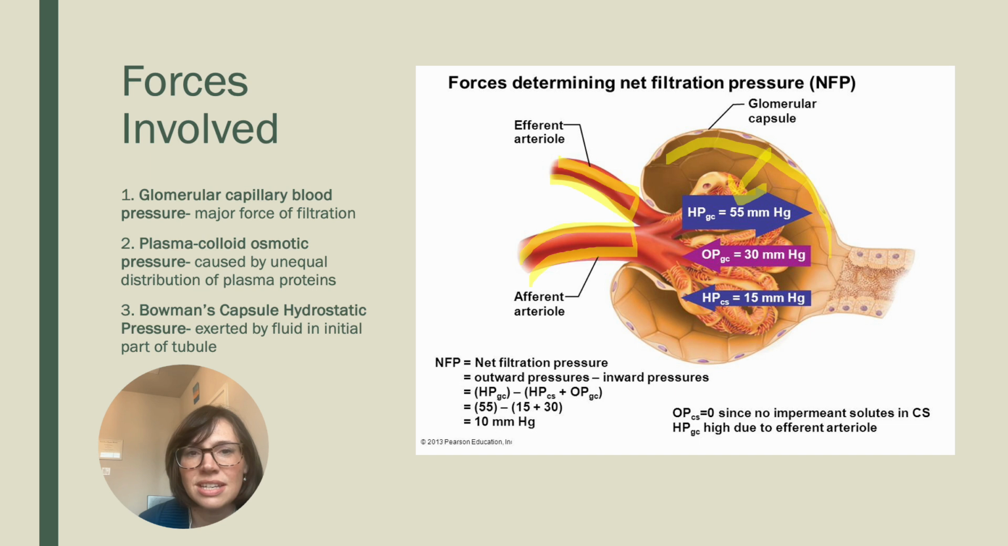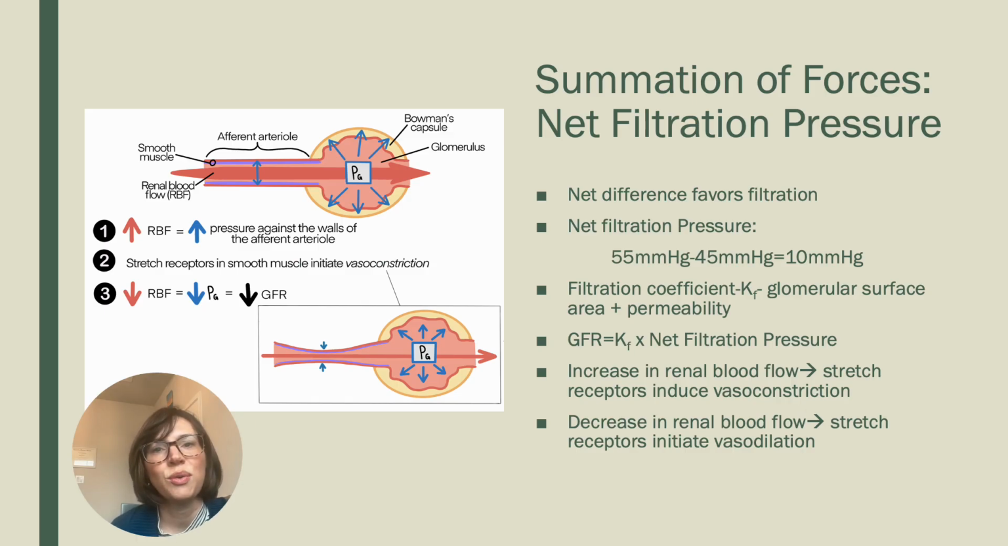And the third force involved is the hydrostatic pressure of the Bowman's capsule, which is exerted only by the fluid in the initial part of the tubule right here. This pressure also discourages filtration, but is at an even smaller pressure, exerting only about 15 millimeters of mercury. So even though there are forces discouraging filtration within the nephron, the overall net filtration pressure remains positive, because if we subtract the plasma colloid osmotic pressure and the Bowman's capsule hydrostatic pressure from the glomerular capillary blood pressure, we get a net difference of 10 millimeters of mercury.